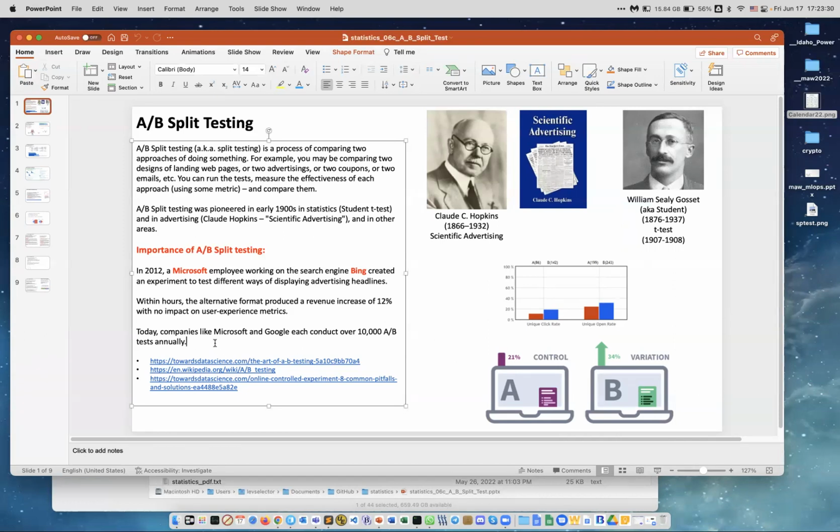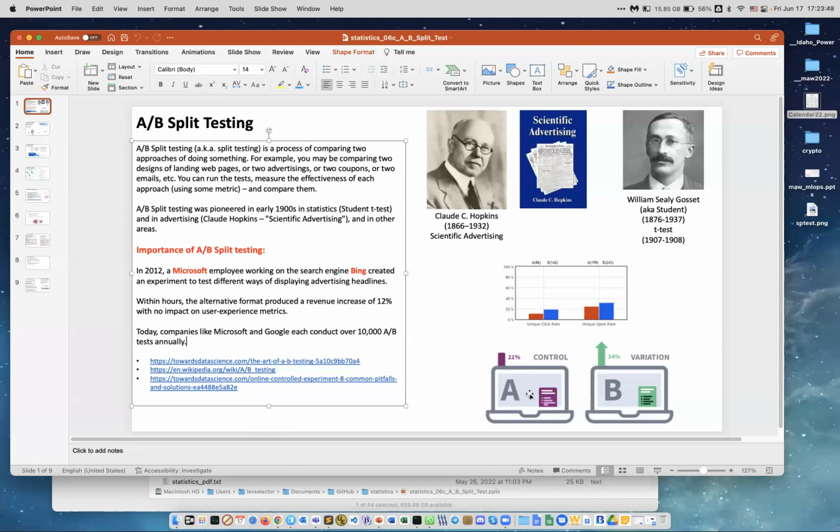It's ongoing, it's multi-factor, it's automated. You have to do it. If you don't optimize your advertising or whatever, your platform, you will lose to competitors. So A/B split testing is a must.